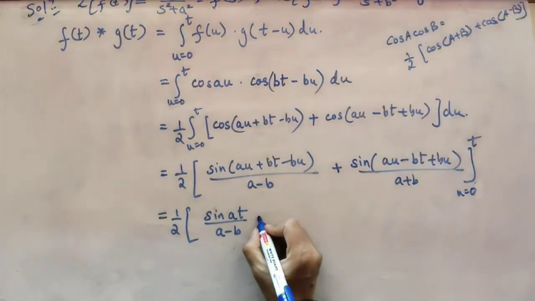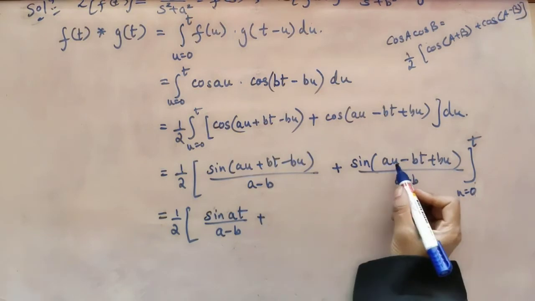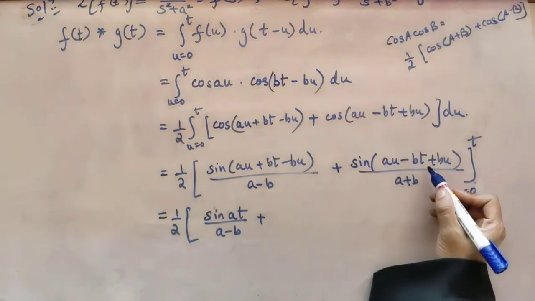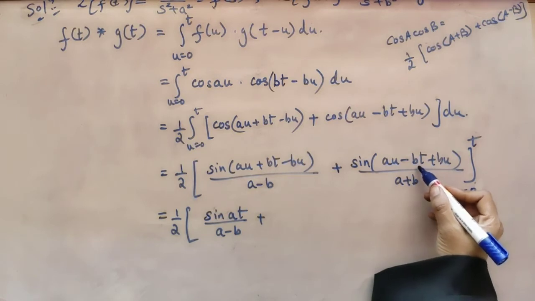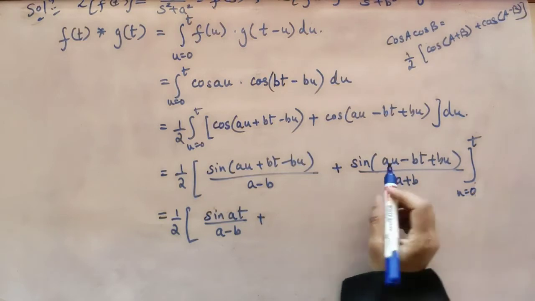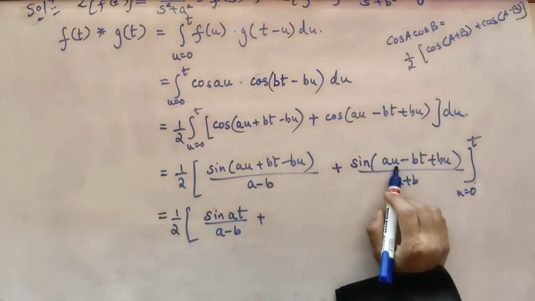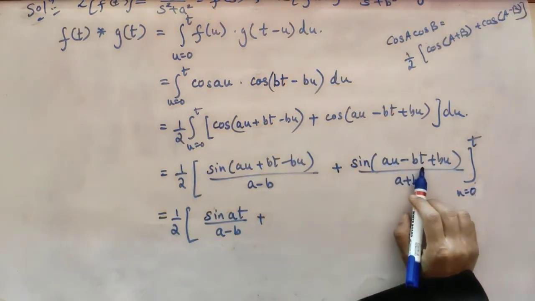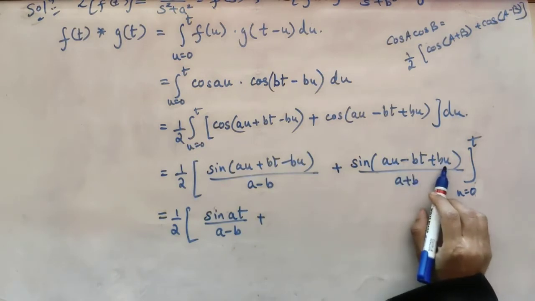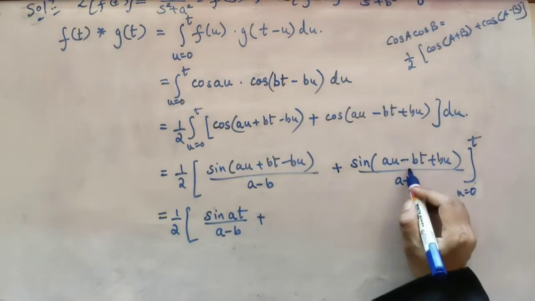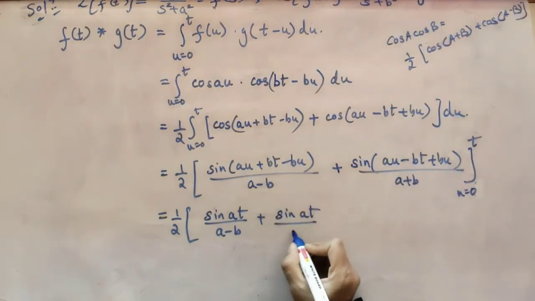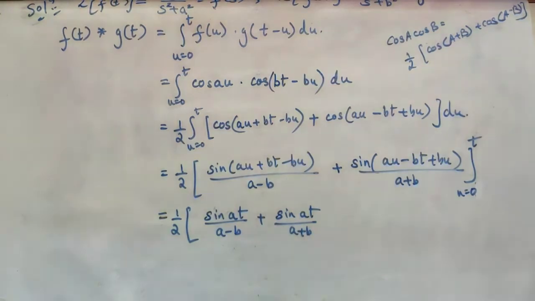Okay. Plus, now you put u as t, sine of at minus bt plus bu. Bu means bt you will get, plus bt minus bt will again cancel. You will have sine at divided by a plus b. Okay.